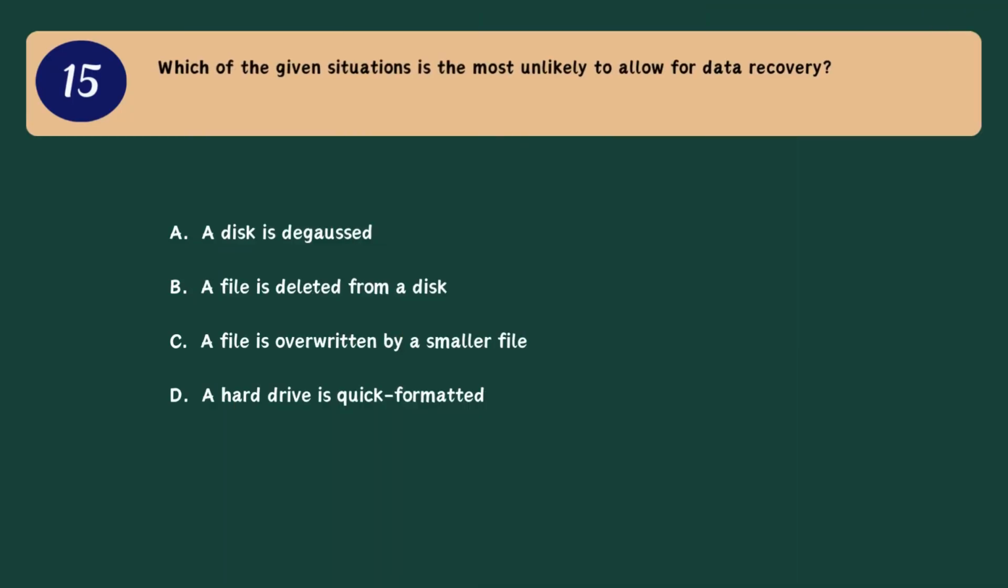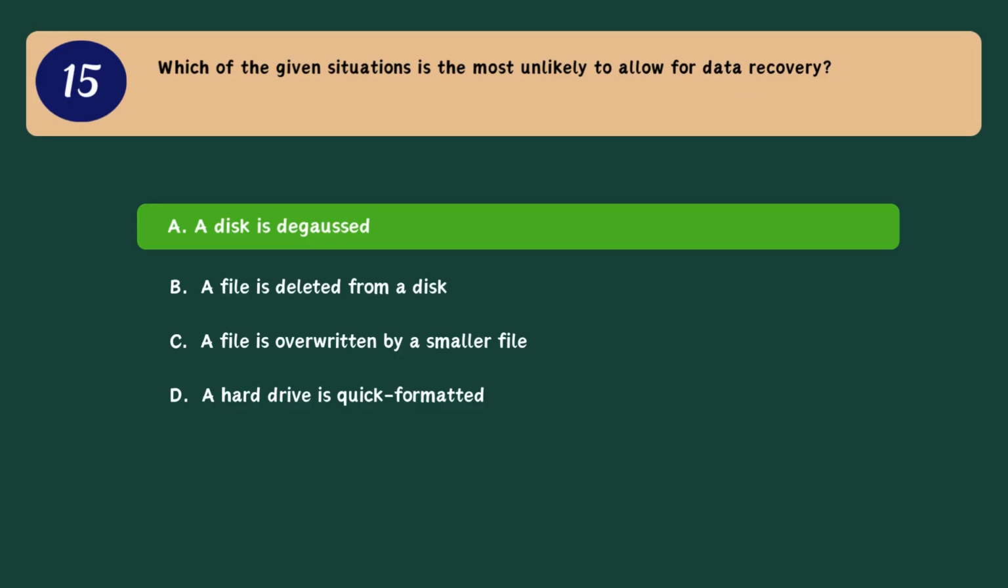Question 15. Which of the given situations is the most unlikely to allow for data recovery? A. A disk is degaussed. B. A file is deleted from a disk. C. A file is overwritten by a smaller file. D. A hard drive is quick formatted.